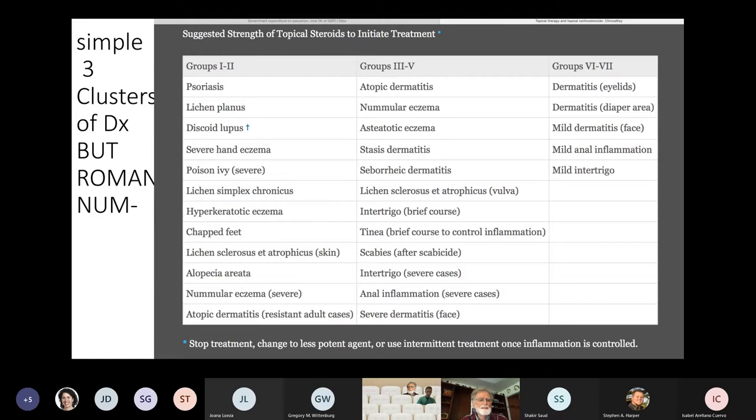So what are the diseases? Here they have clustered three levels of diseases. We'll start with the one on the furthest right, where you would use the weakest steroids. That's for the eyelids, for the diaper area, which is a lot of intertriginous and occluded.